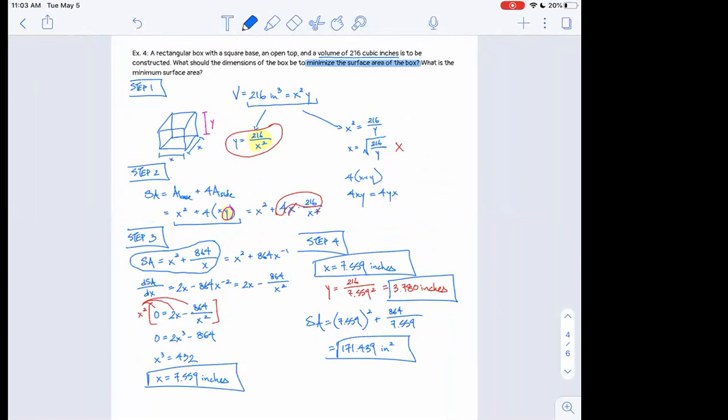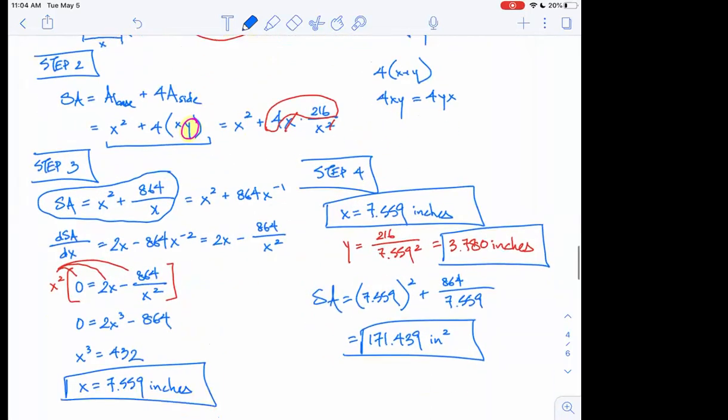All right. Any questions on example 4? All right. So let's move on to example 5.